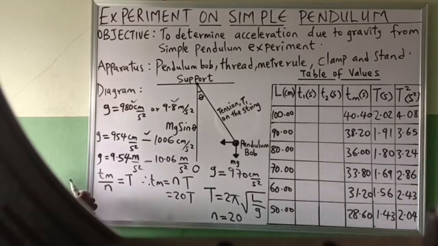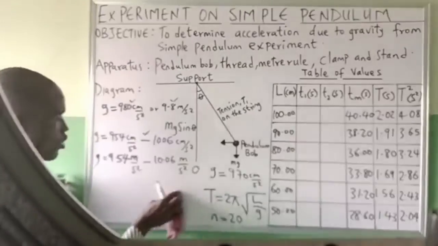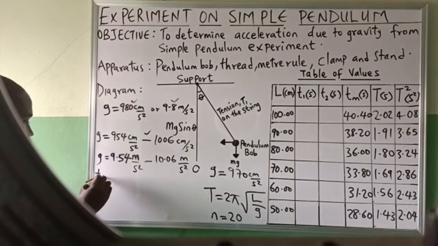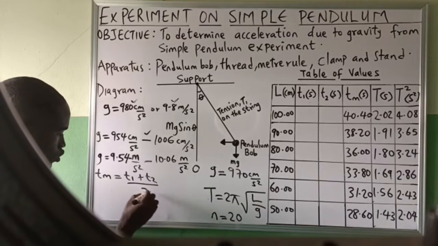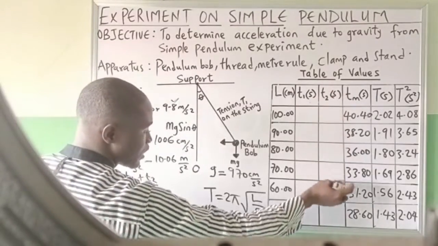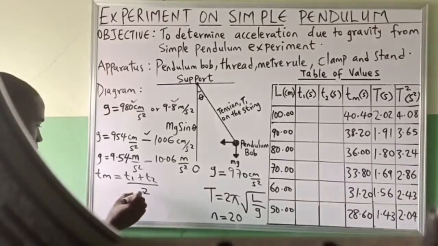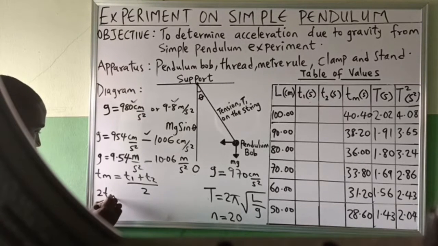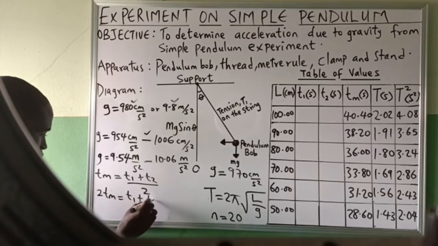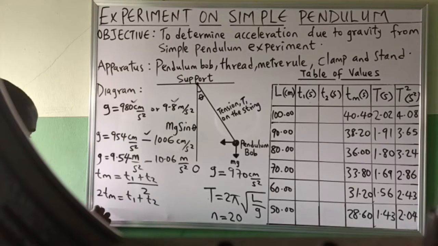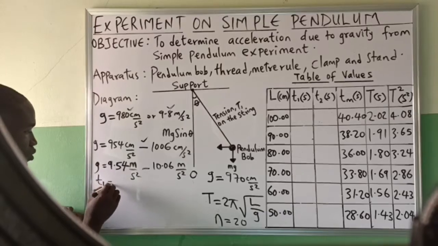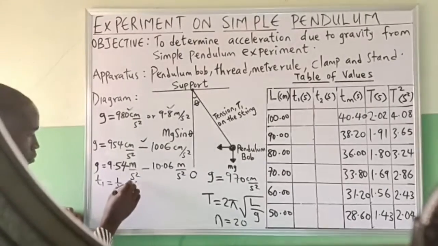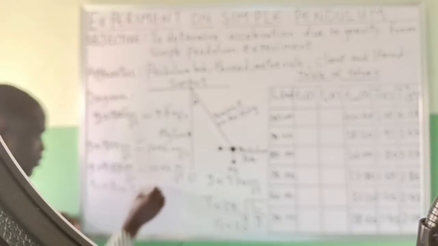Now, when you are done with that, you also recall that to get your Tm, you say T1 plus T2 all over 2. The first value of T plus the second value of T all over 2. That will be giving you that 2 times this will be 2Tm equal to T1 plus T2. And that will be giving you that therefore T2 will be equal to 2Tm minus T1. T1 is taken to be Tm plus or minus 1.00 seconds.